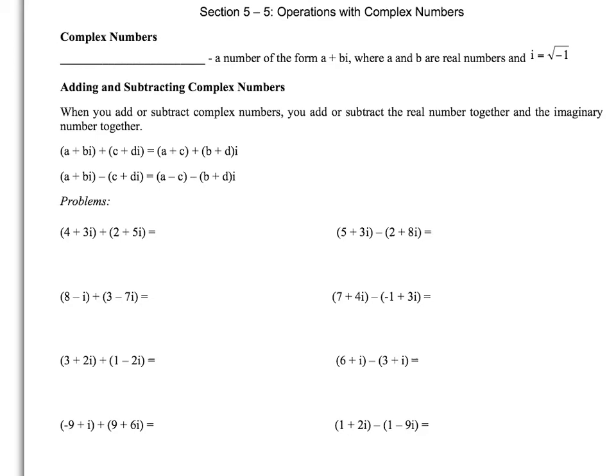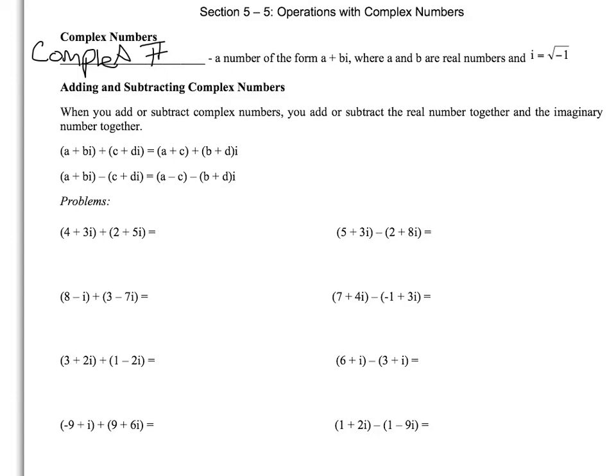Today we are going to practice adding, subtracting, multiplying, and dividing with complex numbers, or numbers that have an imaginary number within it. So a number of the form a plus bi, where a and b are real numbers, and i is equal to radical negative 1, just like yesterday, is called a complex number. So in that blank, let's put complex number. When we add or subtract complex numbers, you add and subtract the real pieces together, and you add or subtract the imaginary pieces together. And that's all those first two things say.